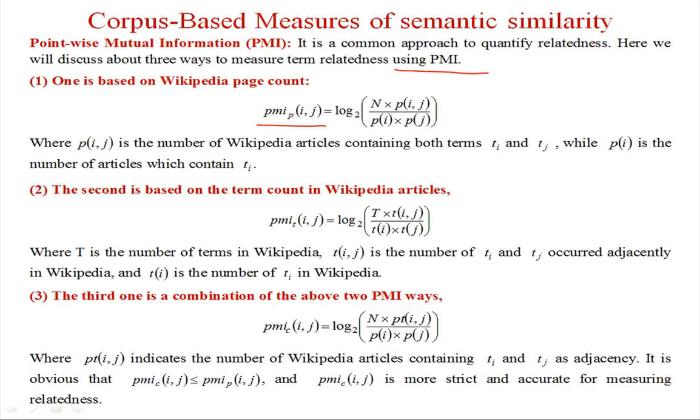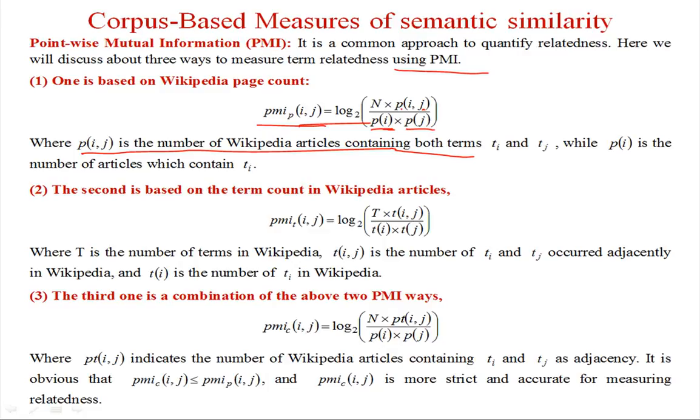Here, pointwise mutual information between two terms i and j can be calculated using N times Pij, where N is equal to the total number of Wikipedia articles. Pij is equal to the number of Wikipedia articles containing both terms i and j. Pi is equal to the number of articles which contain term Ti, and Pj is equal to the number of articles which contain term Tj. Here i and j represent the terms Ti and Tj respectively.